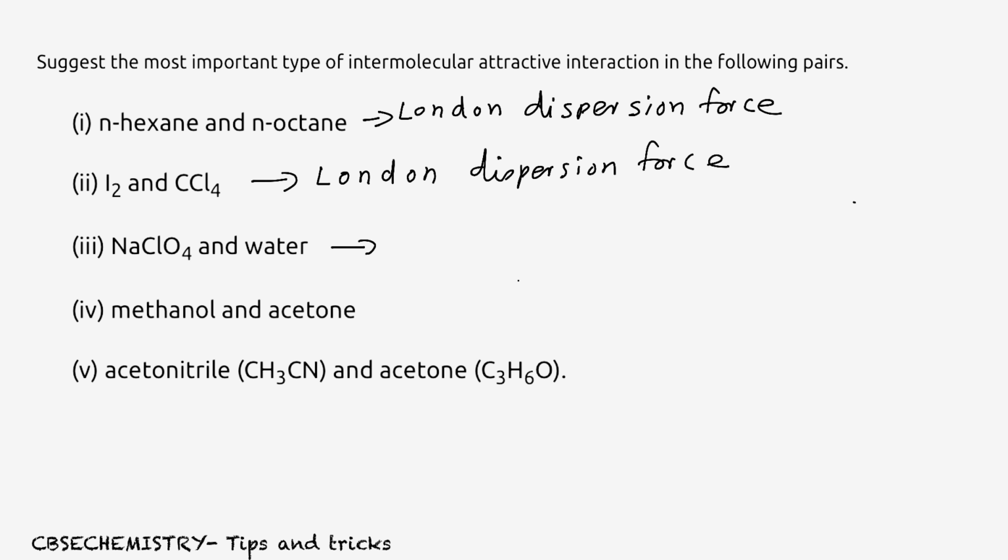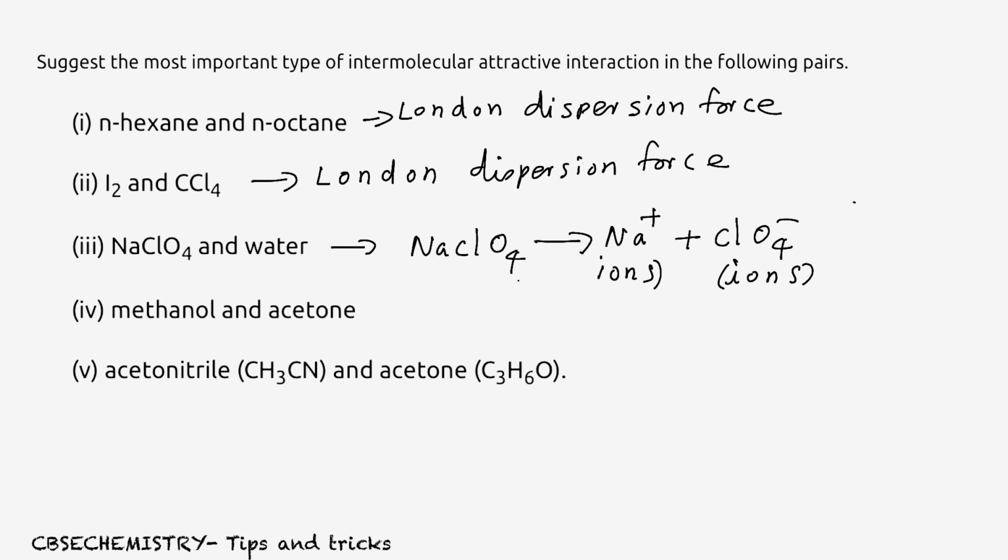NaClO₄ and water. Regarding NaClO₄, it is an ionic compound, right? It is an ionic compound. So what will happen? It will definitely dissociate to give Na plus and ClO₄ minus. So in the case of NaClO₄, you can see ions are developed, right? Ions are developed. Correct. Now what about water?